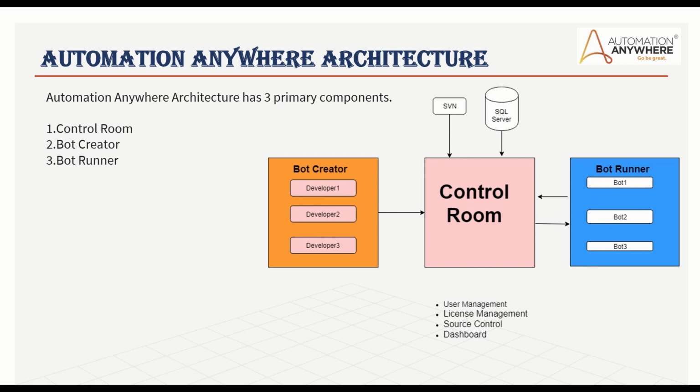It is kind of an analytics result of the Automation Anywhere bot, where you can see how many bots are run and how many bots have failed. And license management is where you purchase the license of Automation Anywhere and configure it in control room. There are two types of license. Let me tell you, one is the developer license and one is the run license.